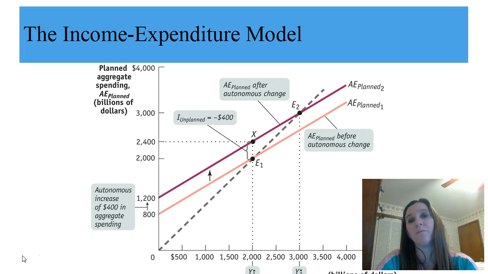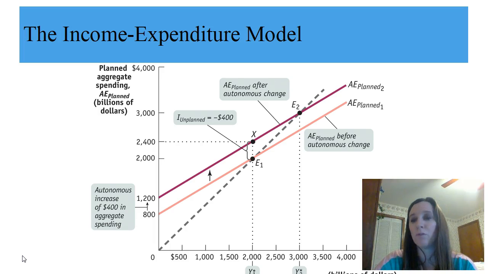So where has that moved us from? Before we were at E1, where our real GDP was $2,000 and our planned aggregate spending was $2,000. However, our unplanned level of investment at that time would have been negative $400. So what we did is we shifted our line upwards, and now we have the intersection at AE Plan 2, E2, where our GDP is $3,000 and our planned aggregate spending is also $3,000.